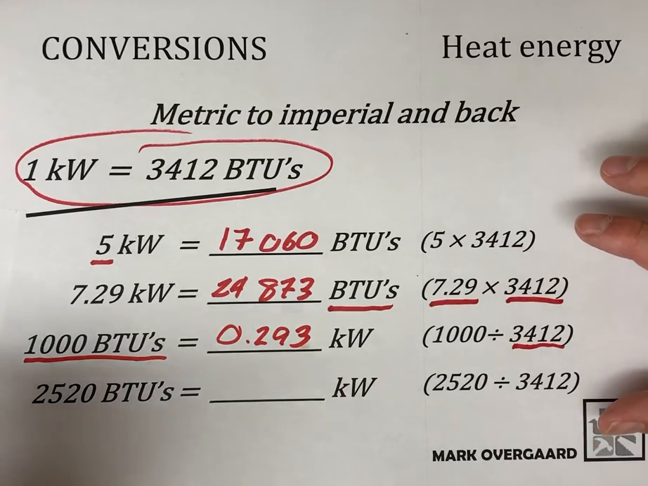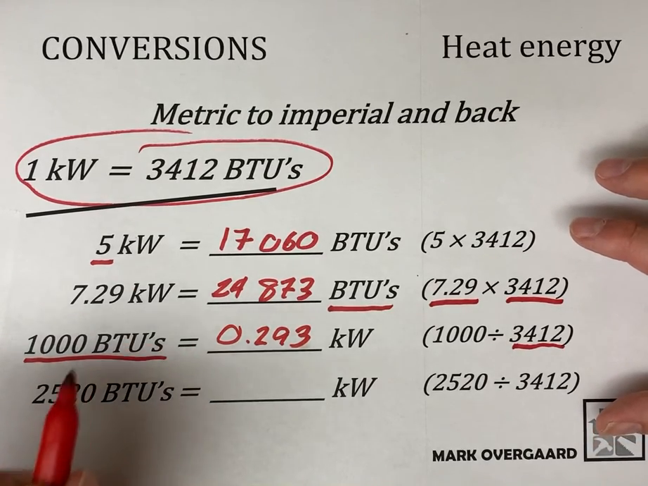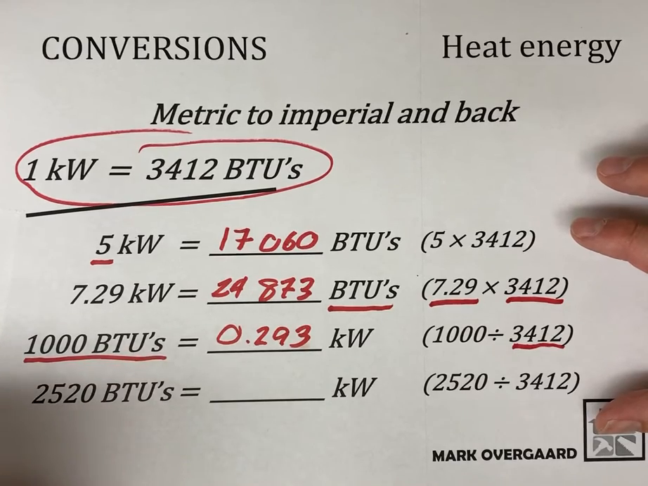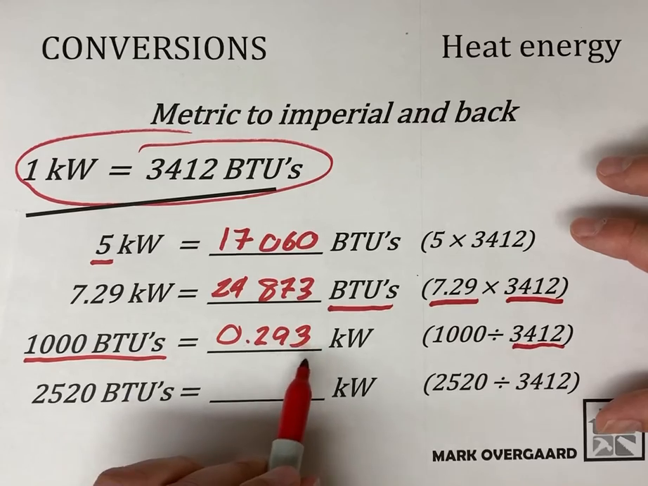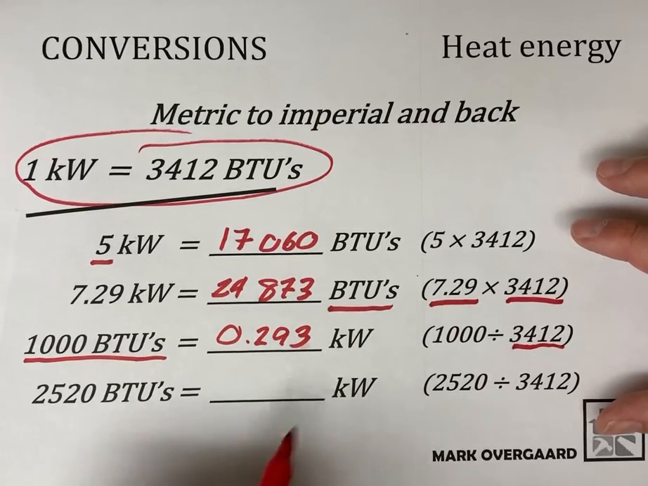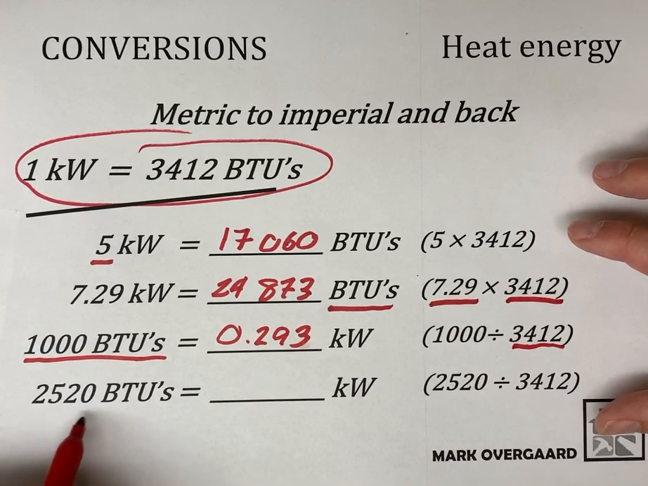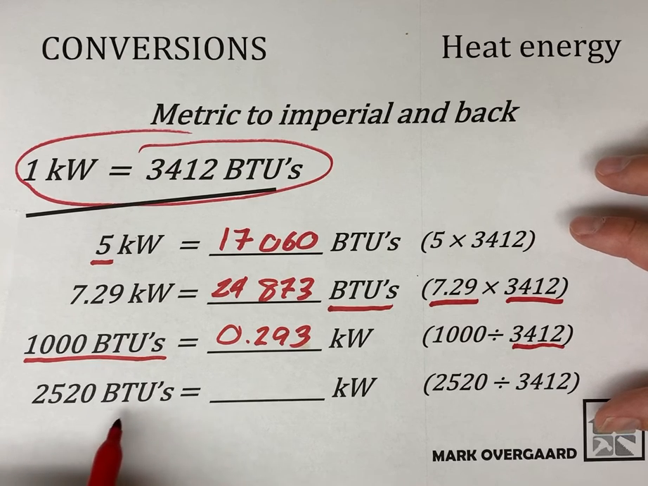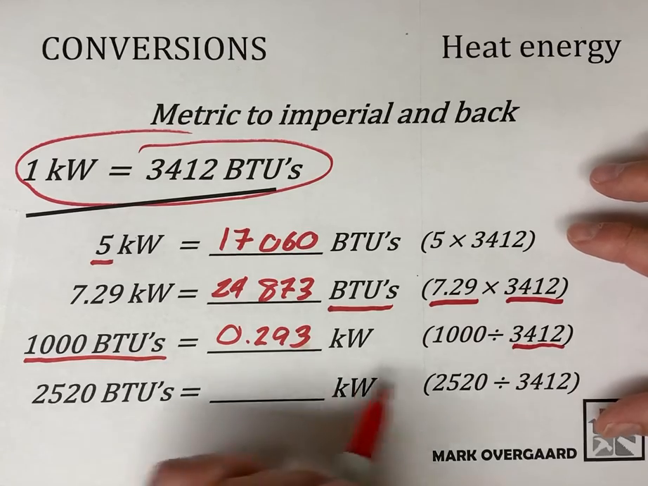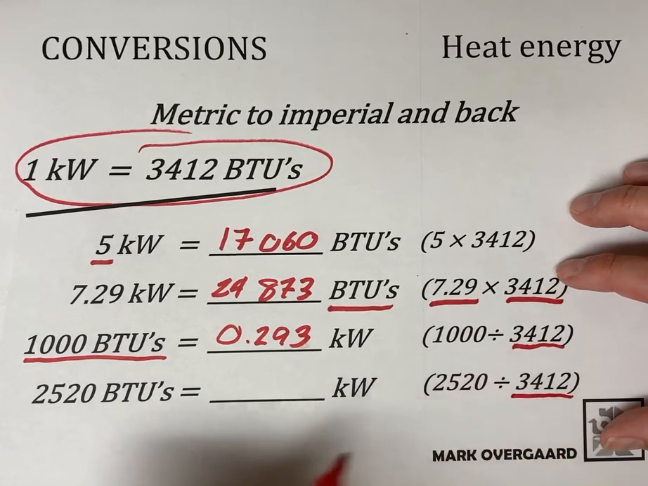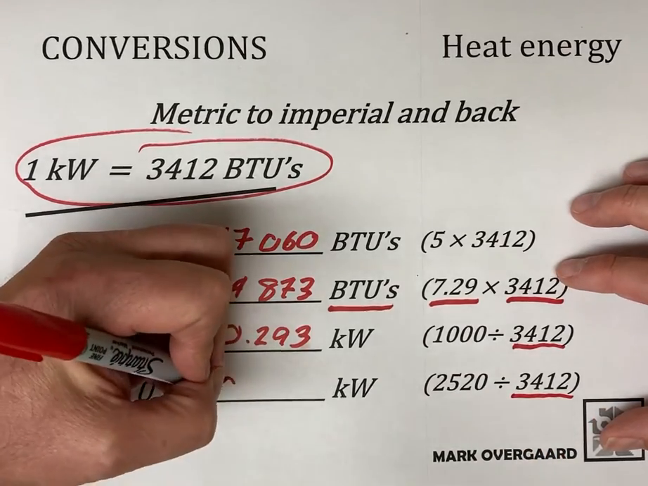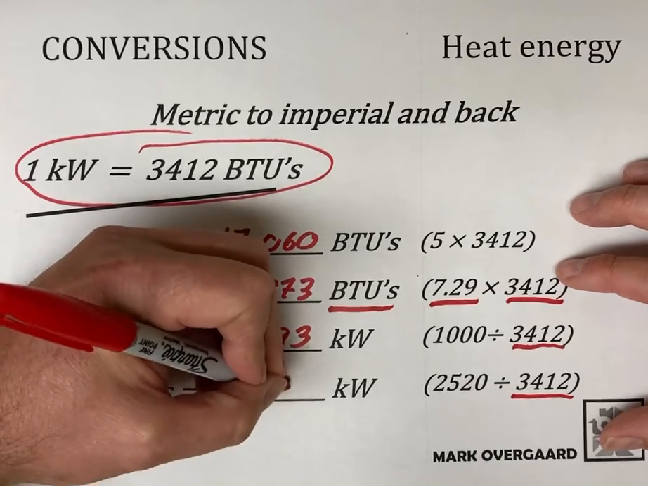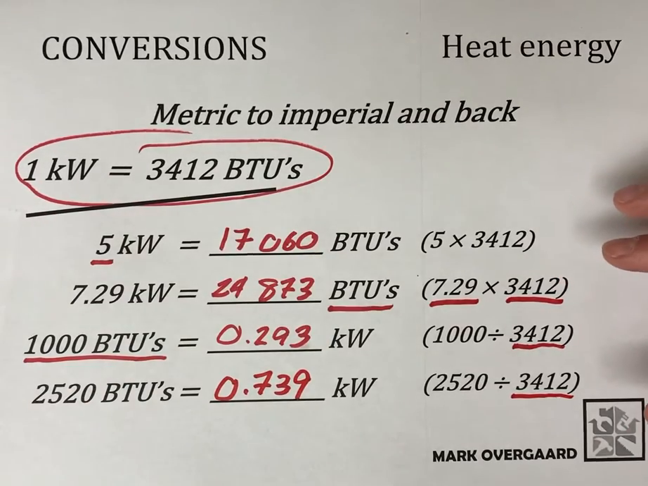Now, the reason I chose 1,000 was this is what we call the calorific value of natural gas. 1 cubic foot of natural gas, if burned, contains 1,000 BTUs, or 0.293 kilowatts. Same thing, we'll roll down here, 2520, that's propane. 1 cubic foot of propane, if burned, contains 2520 BTUs. To get that to kilowatts, once again, we divide it by 3,412, and we get 0.739 kilowatts.